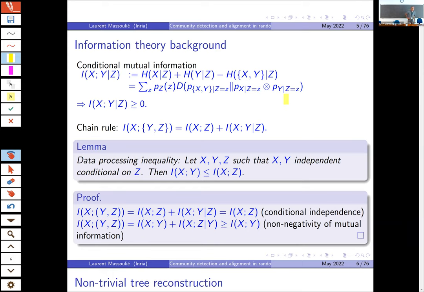For now, the one thing that we will use is the following. If we have the following dependence diagram, as I state in the lemma, I have X and Y that are conditionally independent given Z. So it's sometimes depicted by this dependence diagram. Conditionally on Z, there's no dependence between X and Y. Then the mutual information between X and Y is no more than the mutual information between X and Z. This is something that you can easily derive from basic formulas for mutual information. This is known as the data processing inequality. All right, so that's what we'll need for now.